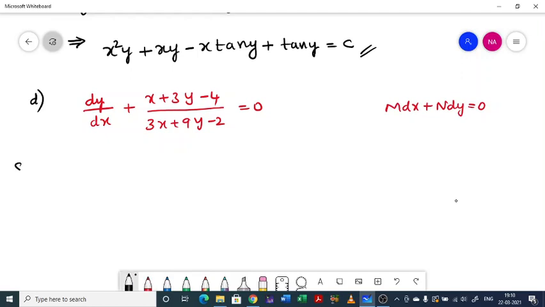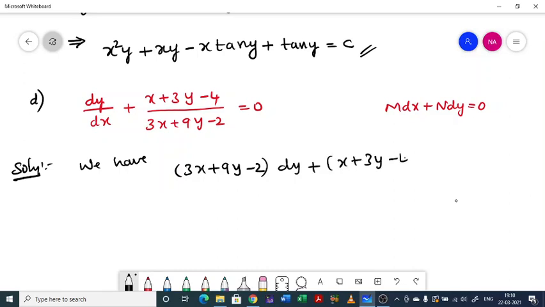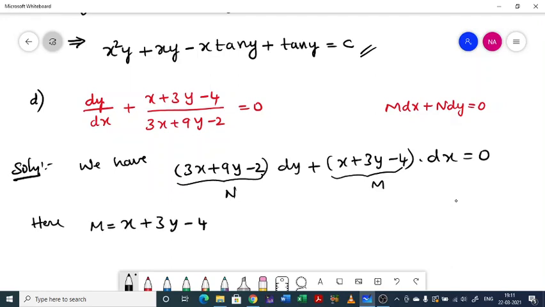Solution. We have, cross multiplying this, (3x + 9y − 2) dy + (x + 3y − 4) dx = 0. So here the coefficient of dx will be M and this will be N. So here M = x + 3y − 4, N = 3x + 9y − 2.